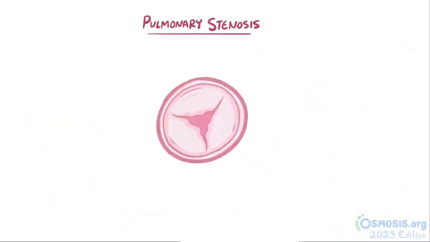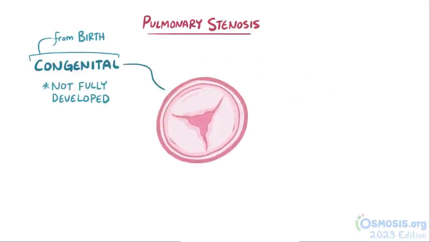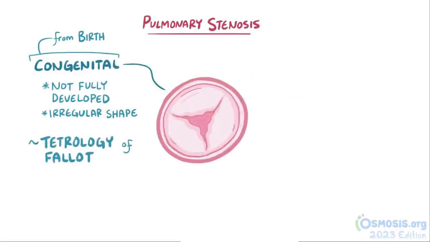Pulmonary valve stenosis is often congenital, meaning that from birth the leaflets might not be fully developed, or irregularly shaped. Pulmonic valve stenosis is often associated with congenital heart conditions like tetralogy of Fallot, which affects all 4 chambers of the heart, as well as a genetic condition called Noonan syndrome.